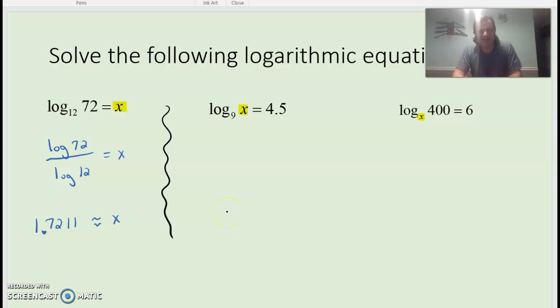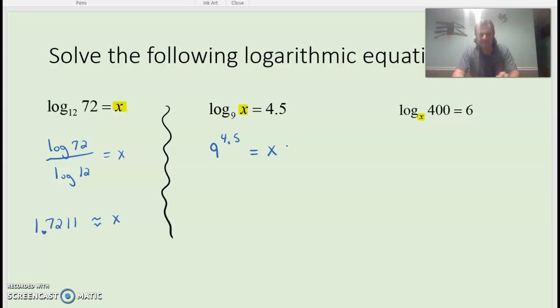So the next problem I have is log base 9 of x equals 4.5. So in that case, the x is inside the logarithm. It's not the base, but it's inside the logarithm. So to get it out of the logarithm, I'm going to change it to exponential form. So that'll be 9 to the 4.5 equals x. And now the x is by itself, and I can go to the calculator.